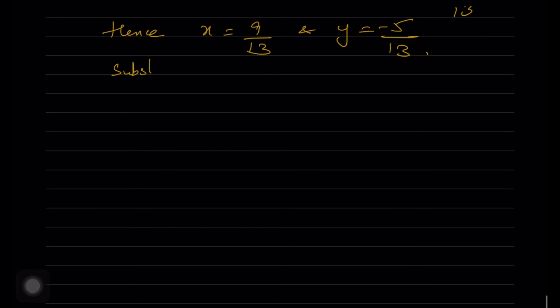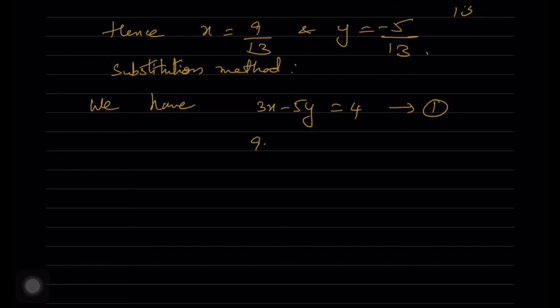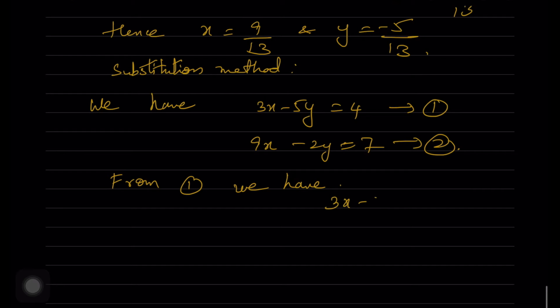Now the same problem we are going to do by substitution method. So we are going to write down both the equations and we are going to express one of the variable in the form of the other. So which equation will be taking? We will take the first equation itself. So here from equation 1, we have 3x minus 5y is equal to 4. 3x is equal to 4 plus 5y, or x is equal to 4 plus 5y by 3.